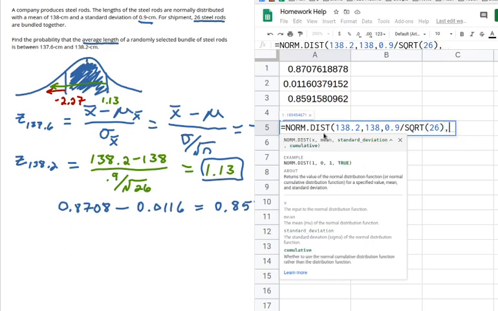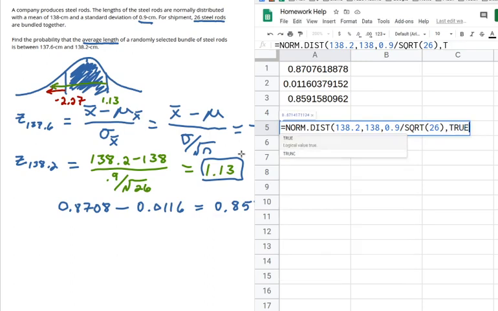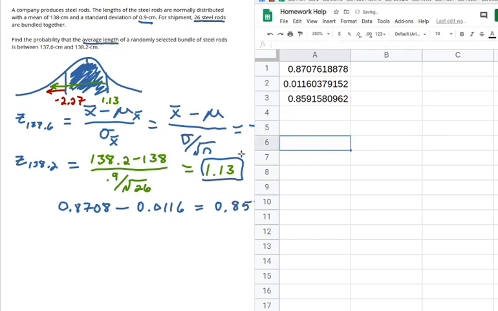And then this function norm.dist asks, do we want the cumulative probability? That means, do we want the probability all the way to the left? And yes, we do. So we say true. True will almost always be what you'll want for an introductory statistics class. All right. And now notice, it's about the same as the probability to the left for when we plugged in the z-score 1.13. The reason this is a little different is because it did not do the rounding for the z-score that we did to get 1.13. So this is actually a little more accurate.